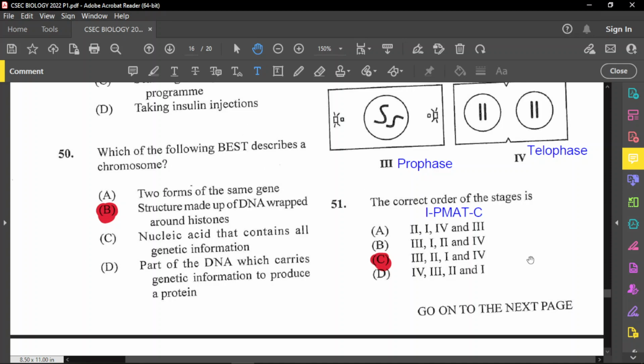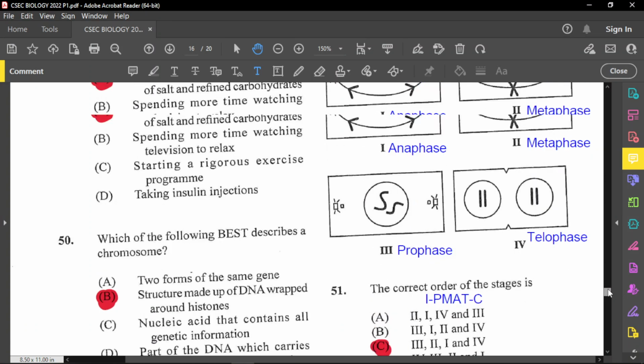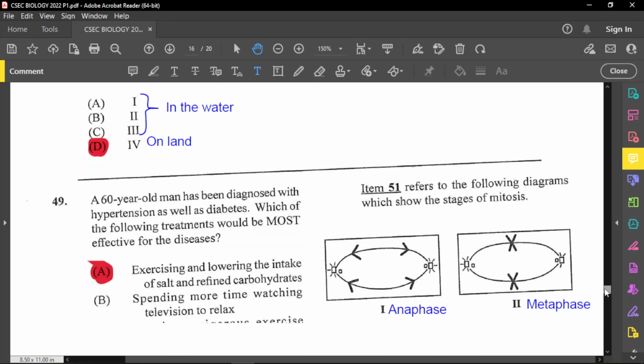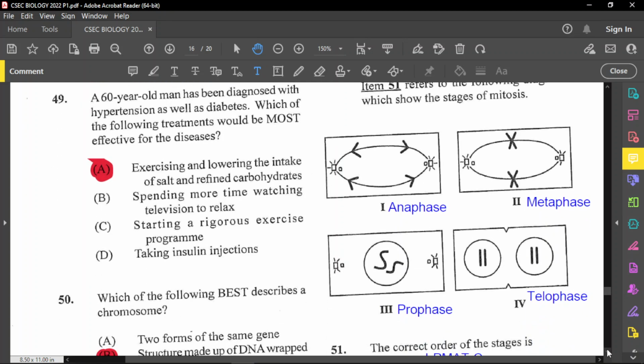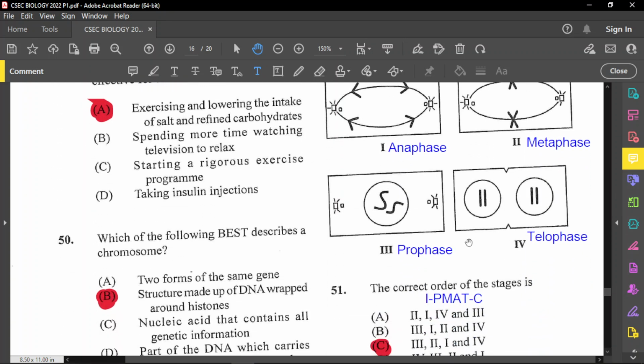And so let's jump to 51, and that is close to where we want to go because we're almost at the end. So 51 refers to the following diagrams. We show the stages of mitosis. I already labeled them for you because mitosis is PMAT, just to mention that. And so PMAT: we have our prophase, our metaphase, our anaphase, and our telophase.